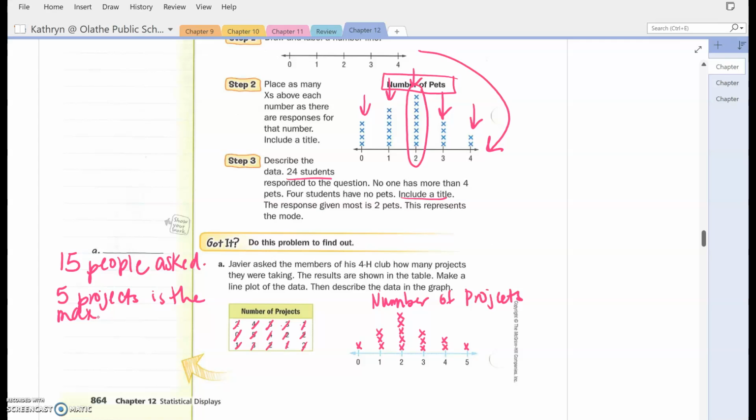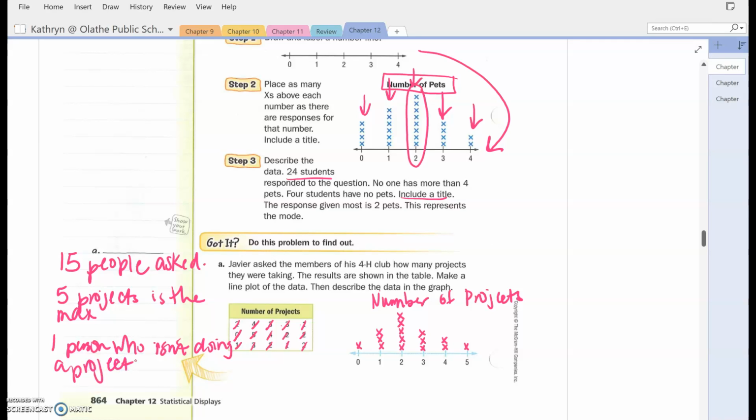But then we also notice that there's one person who isn't doing anything, okay? Who's being a lazy log. I don't know if that's true, but I don't know. One person who isn't doing a project.